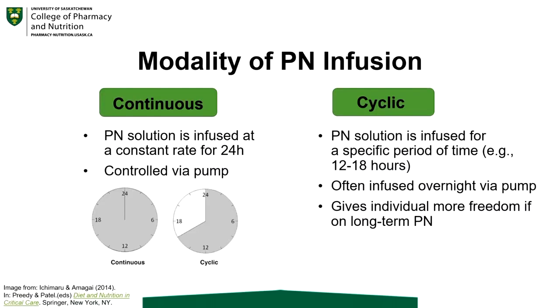There are two main modalities for PN infusions. A continuous infusion rate is when the solution is infused at a constant rate for 24 hours. The individual is connected to the PN pump for the entire day. In contrast, a cyclic infusion is when PN is administered for a specific period of time. It is usually infused overnight while the individual is sleeping. This modality is often used for individuals on long-term PN as it allows them to meet their nutritional needs overnight and gives them freedom from the PN pump during the day.